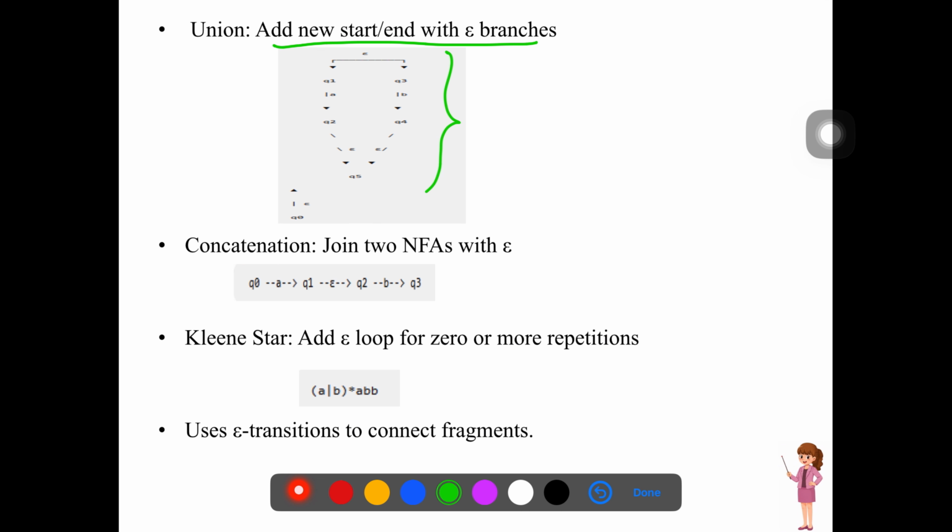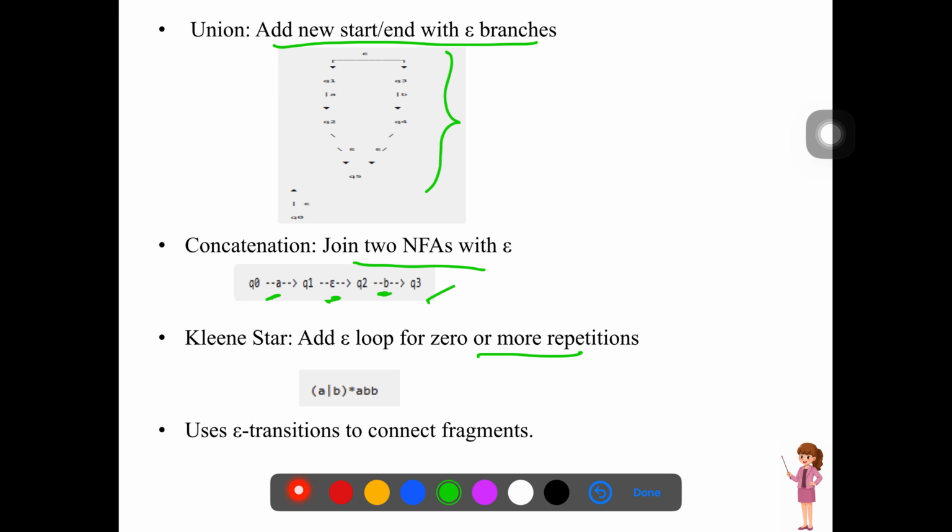Concatenation operator joins the two non-deterministic finite automata with epsilon. So you can see Q0, a transition to Q1, epsilon transition from Q1 to Q2, b transition from Q2 to Q3. I hope you guys understood.